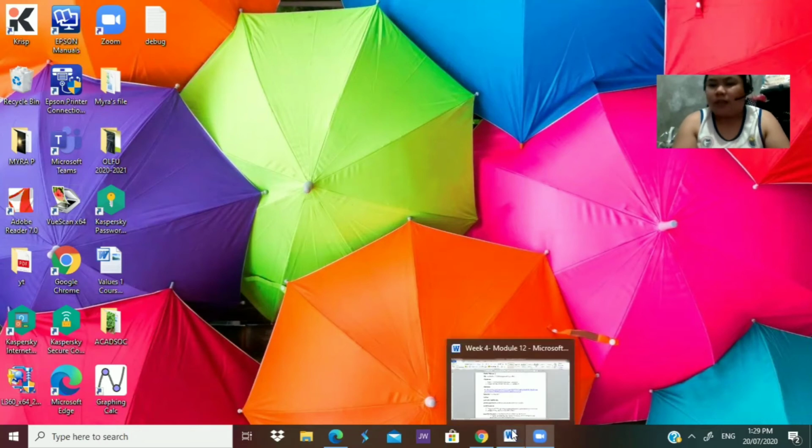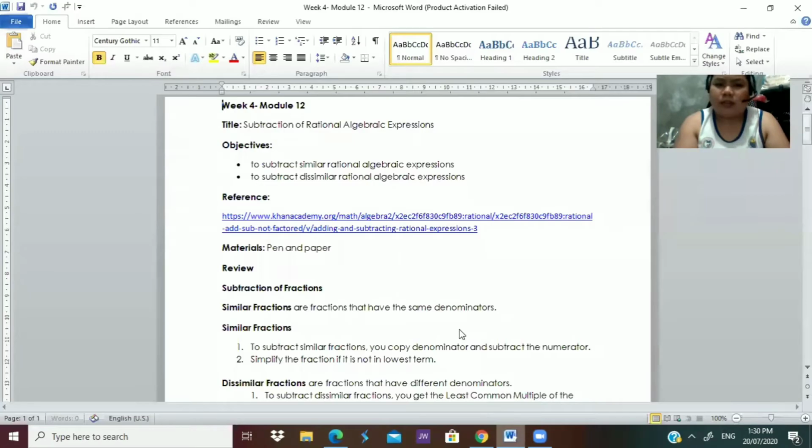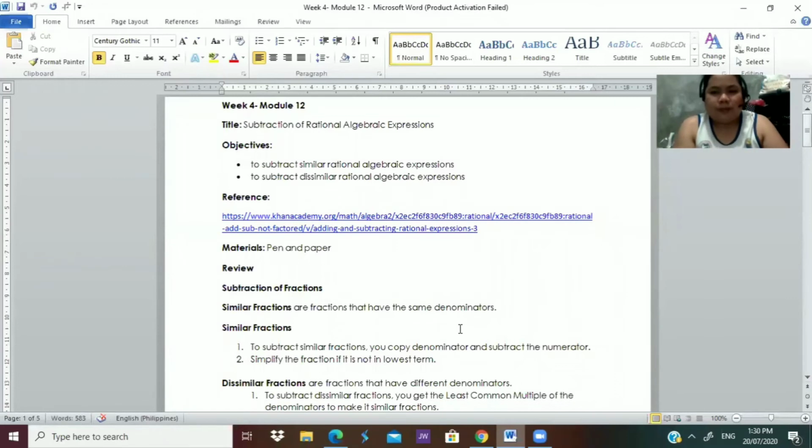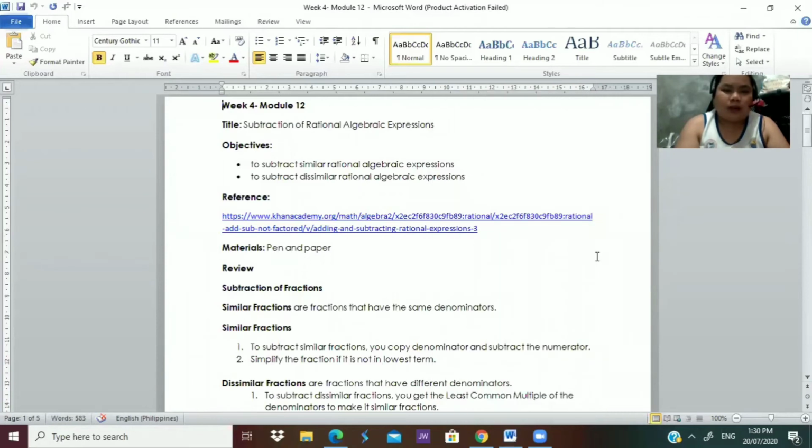Katulad ng nasabi nila kanina, ang ating pag-aaralan naman ngayon ay subtraction of rational algebraic expressions. So natapos na tayo dun sa tatlo: multiplication, division, addition. Nandito na tayo ngayon sa panghuli, subtraction of rational algebraic expressions.